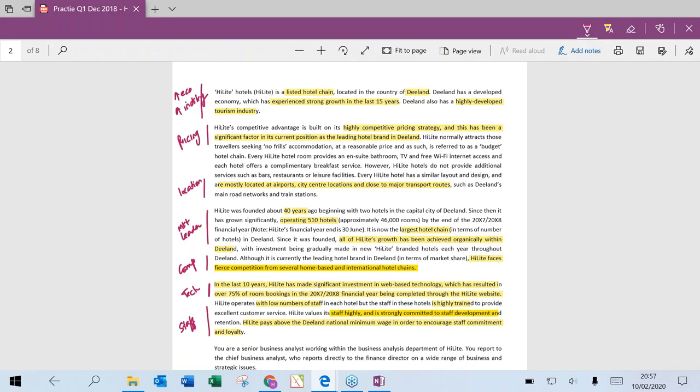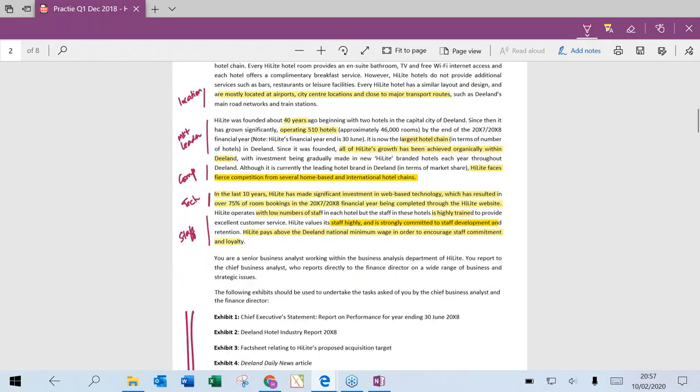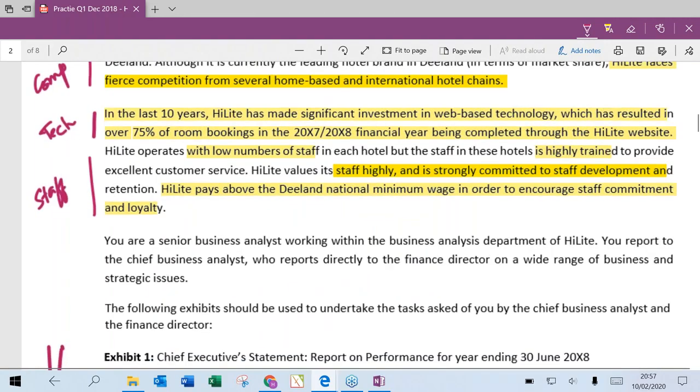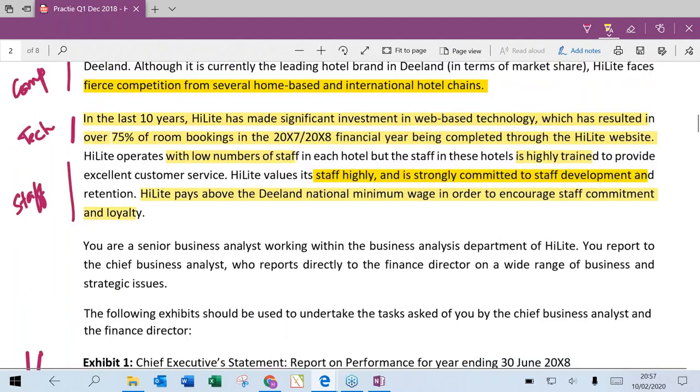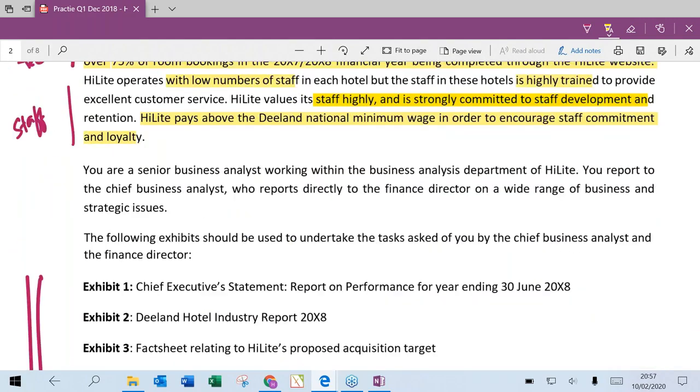Okay, now let me enlarge again. So we're done with the background. Okay, it's about a hotel. So you are a senior business analyst working with the business analysis department of Highlight. That's my role. What am I? I am a senior business analyst working with the business analysis department of Highlight.